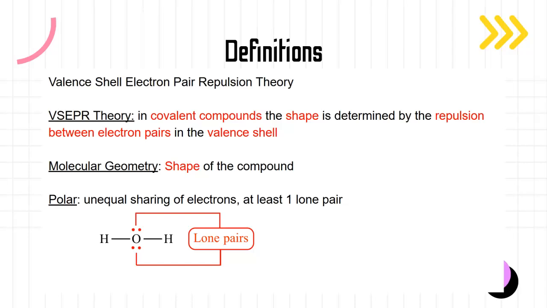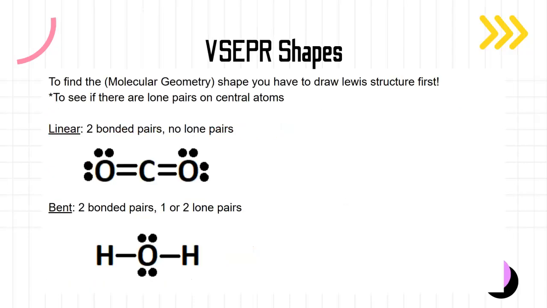Polar covalent compounds are going to have unequal sharing of their electrons, meaning that they have at least 1 lone pair. And nonpolar covalent compounds have equal sharing of their electrons, meaning that there are no lone pairs. And when we're talking about polar and nonpolar and lone pairs, we're only talking about that middle atom. So whatever element you have in the middle of your compound.